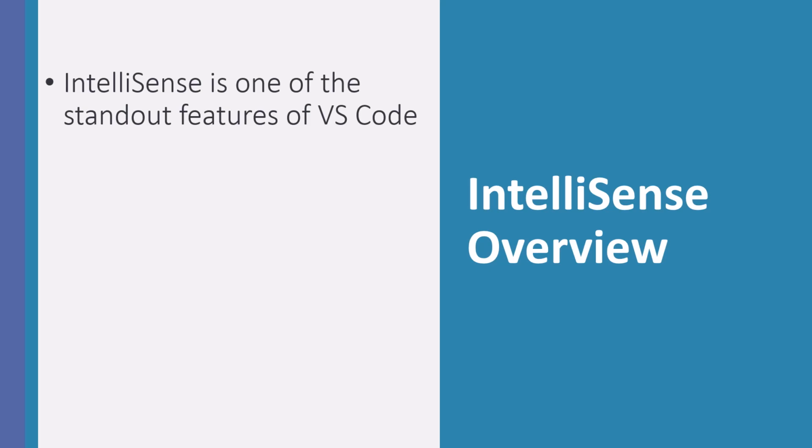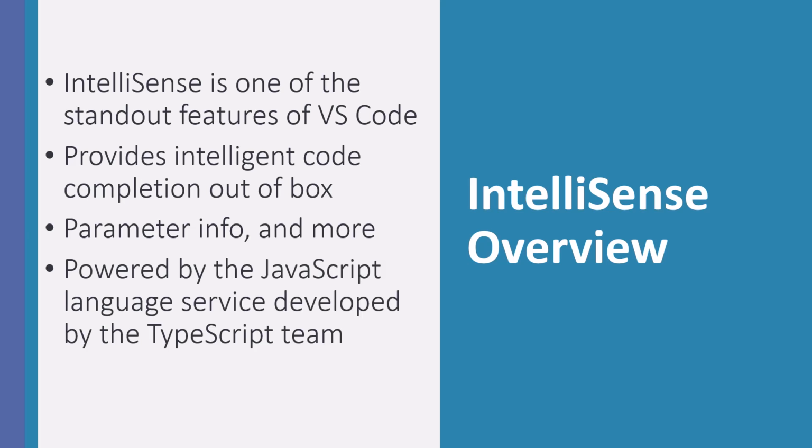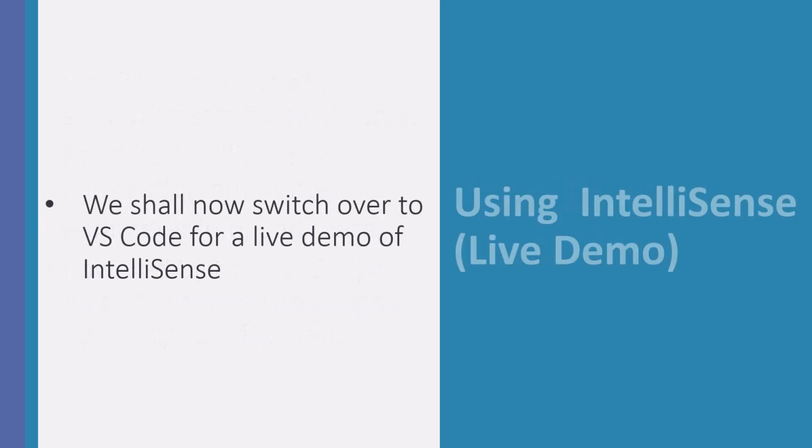The IntelliSense overview. IntelliSense is one of the standout features of Visual Studio Code. It provides intelligent code completion out of the box, which is also accompanied with parameter info, signature help, and many more. This feature is powered by the JavaScript language service developed by the TypeScript team. Okay, so let's switch over to Visual Studio Code for a live demo of IntelliSense.